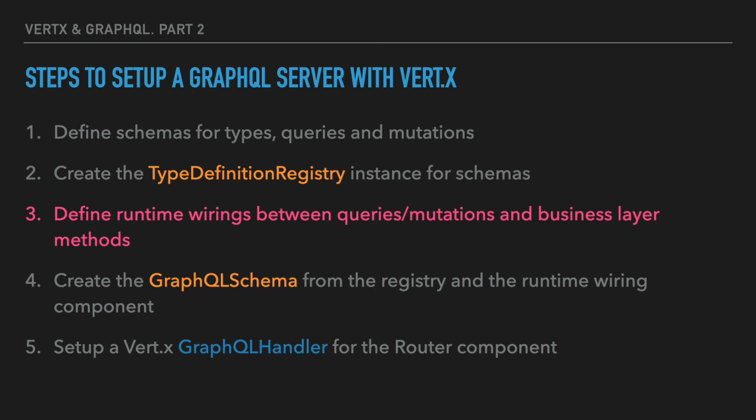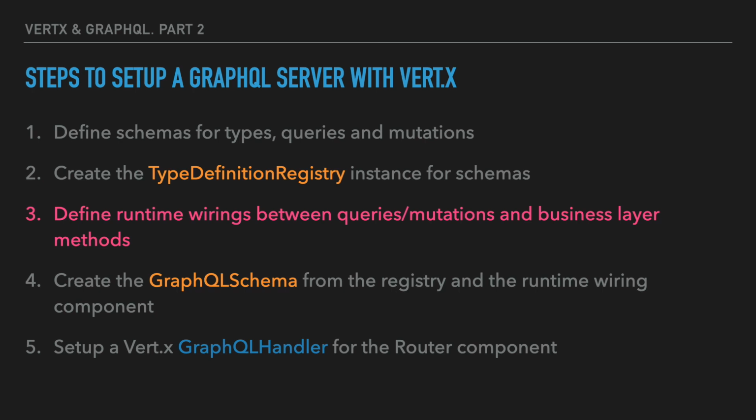The second thing, we need to have a type definition registry instance, and this component allows us to have a bridge between the schemas that we have defined and the Java code. The third step is very important. We need to provide runtime wirings between queries, mutations, and business layer methods. So basically we need to make a connection between queries and mutations that we have defined in GraphQL and the corresponding business layer component methods.